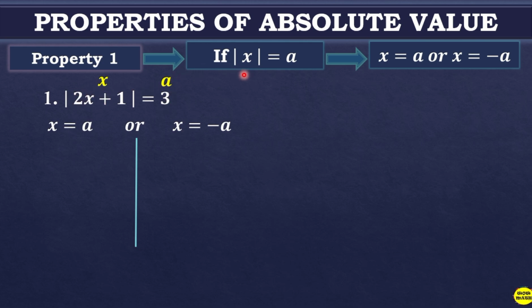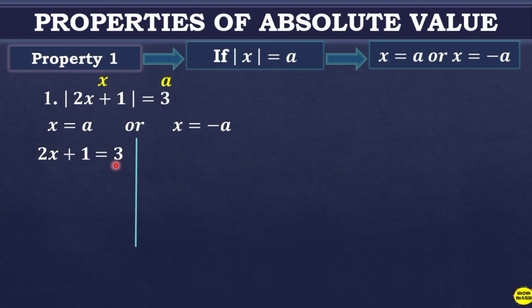Kung ano yung nasa loob ng absolute value, that is your x. Kung ano yung nasa labas, that is your a. Okay? So, yung first natin, x is equal to a. So, ano ba yung x? 2x plus 1 is equal to, ano yung a mo? 3. So, is equal to 3. Okay? So, ganun lang kasimple.